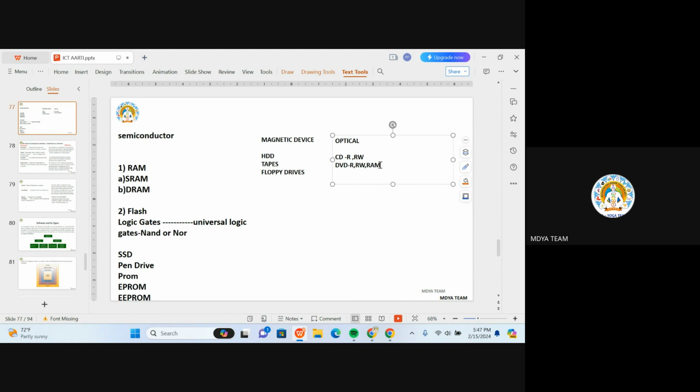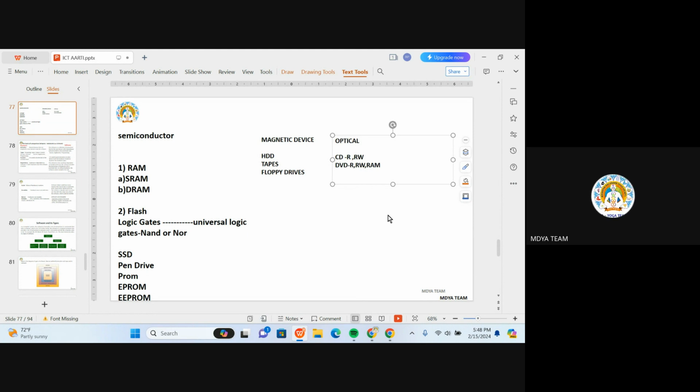Randomly means you can use the data randomly, which song you want to play first, you can easily play it. You can use data randomly. Just remember this point. Got it? Understood? You have to remember these things.